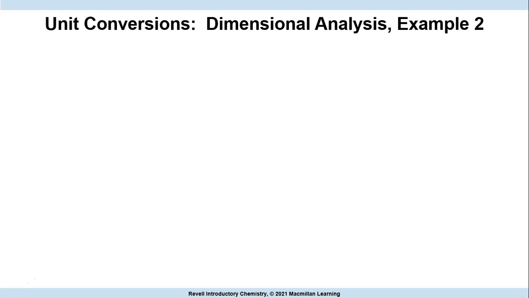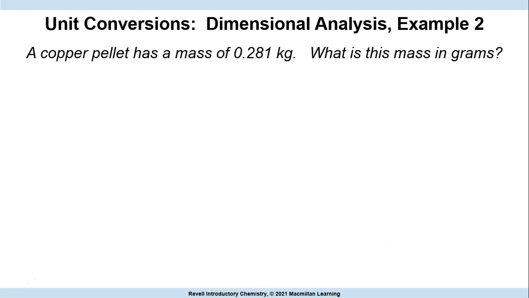Now, let's look at a second example here. A copper pellet has a mass of 0.281 kilograms. What is this mass in grams?